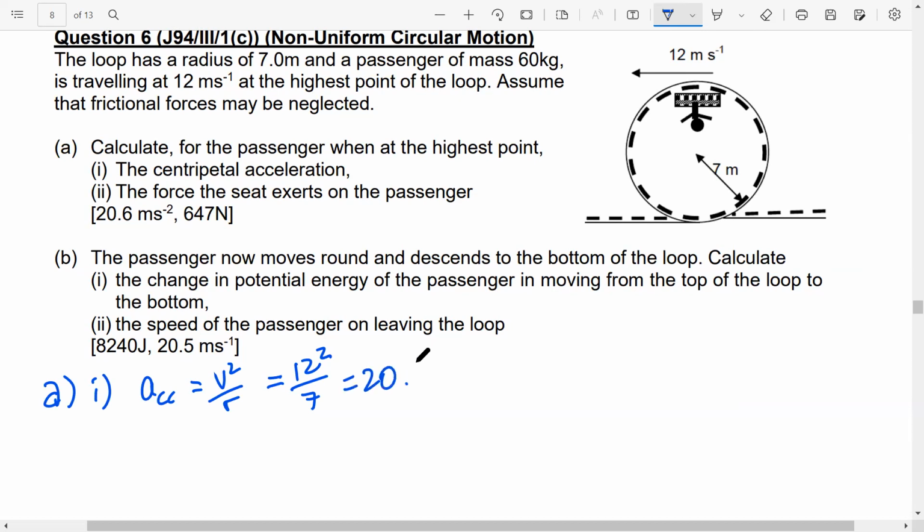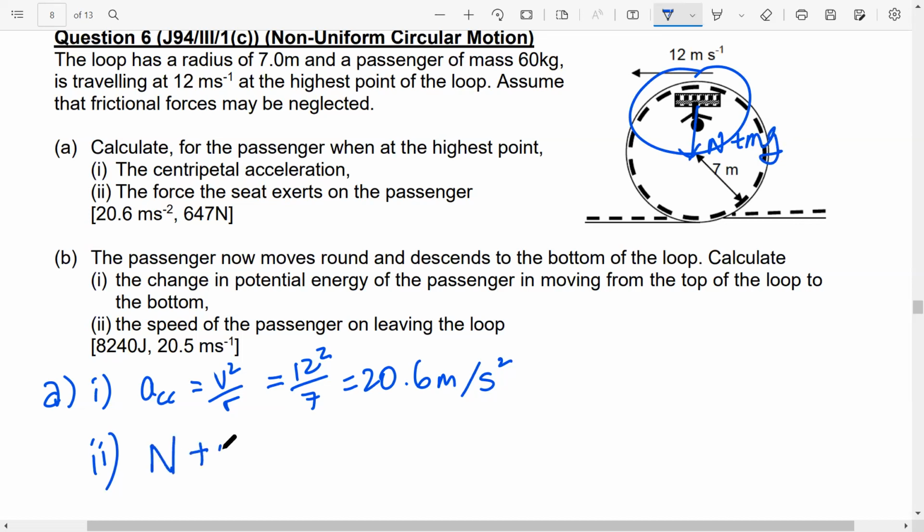Okay, I think this should be quite standard here. Part 1 is just v squared over r. Part 2, at the highest point, there's N and mg. So N plus mg equals to ma.